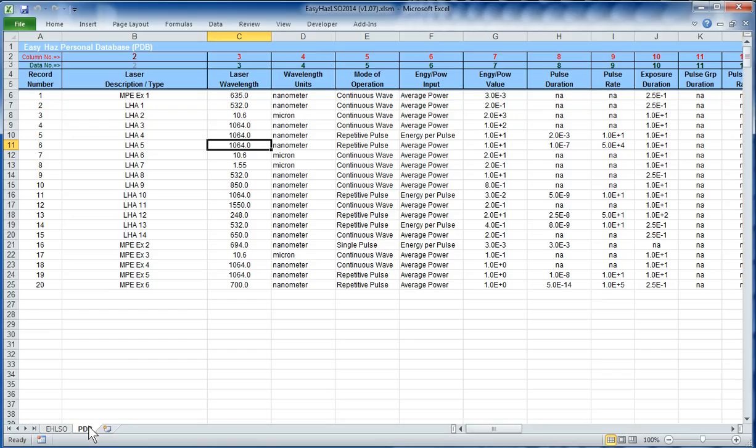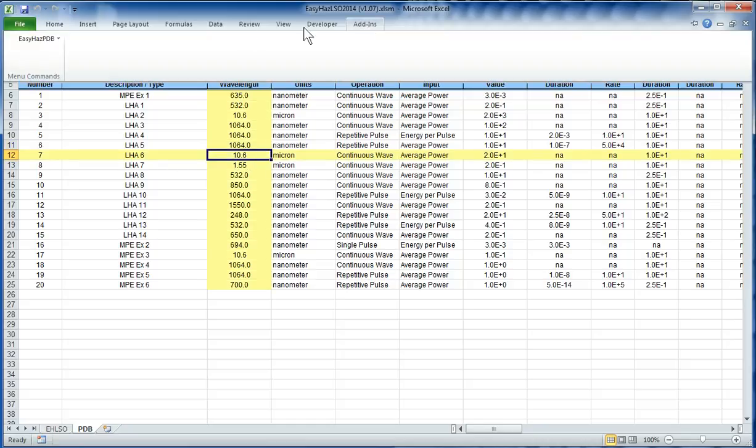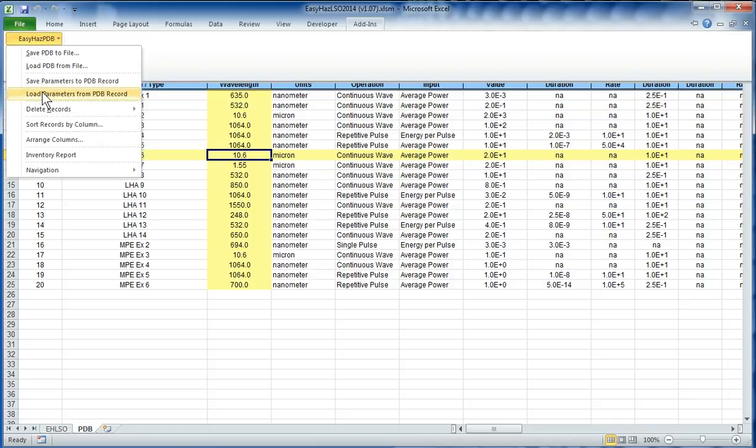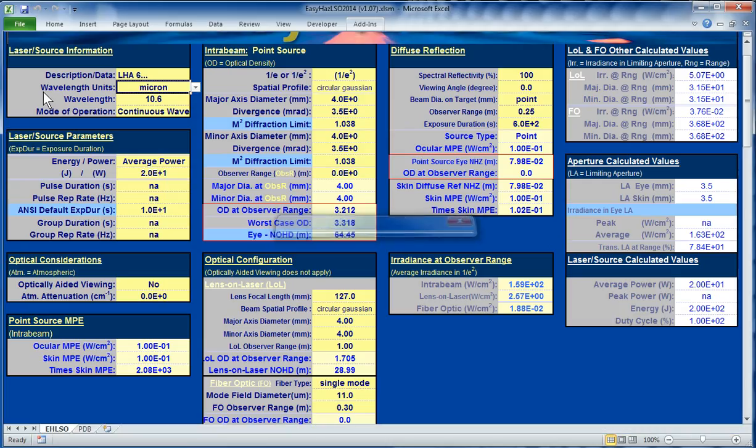Let's go ahead and look at hazard analysis number 6. So we'll load record number 7 by highlighting it, add-ins, menu, load parameters from PDB record. Again, this is a CO2 laser, 10.6 microns, continuous wave, 20 watt. And here's the lens-on-laser information we have for it. It's a focal length of 127 millimeters.